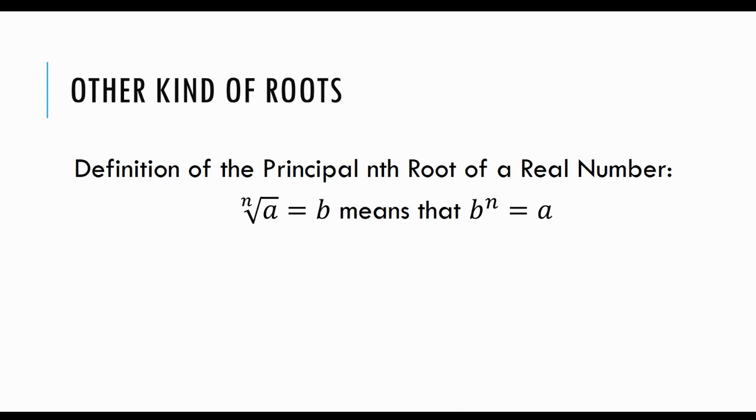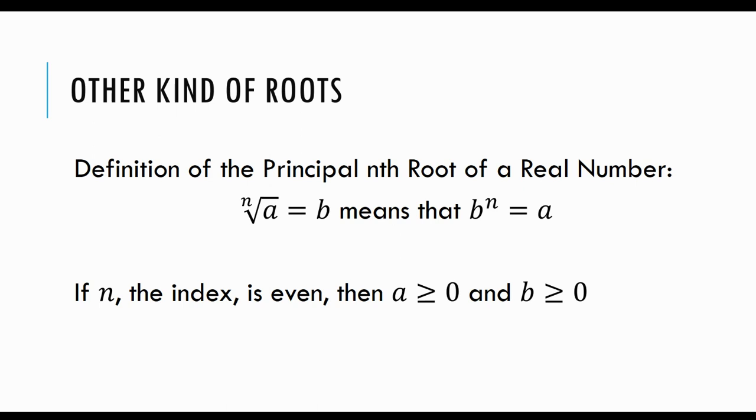Other kinds of roots, because square roots are not the only roots. So the definition of a principal nth root of a real number: that little n on the radical is what is going to be called an index. The nth root of a equals b means that b to the power of n equals a. We call that a number that's attached to your radical symbol. It can't be out in front. It has to be on it, and we call that the index.